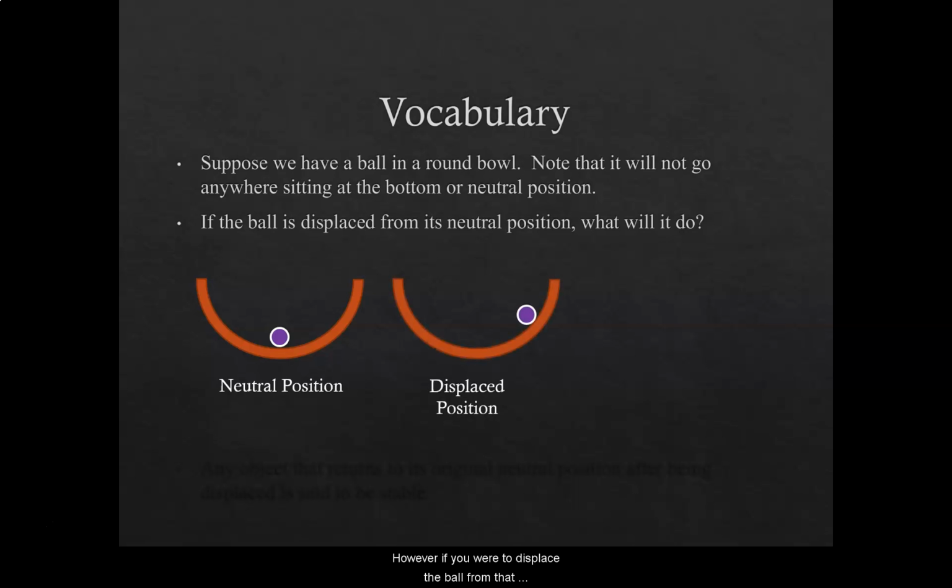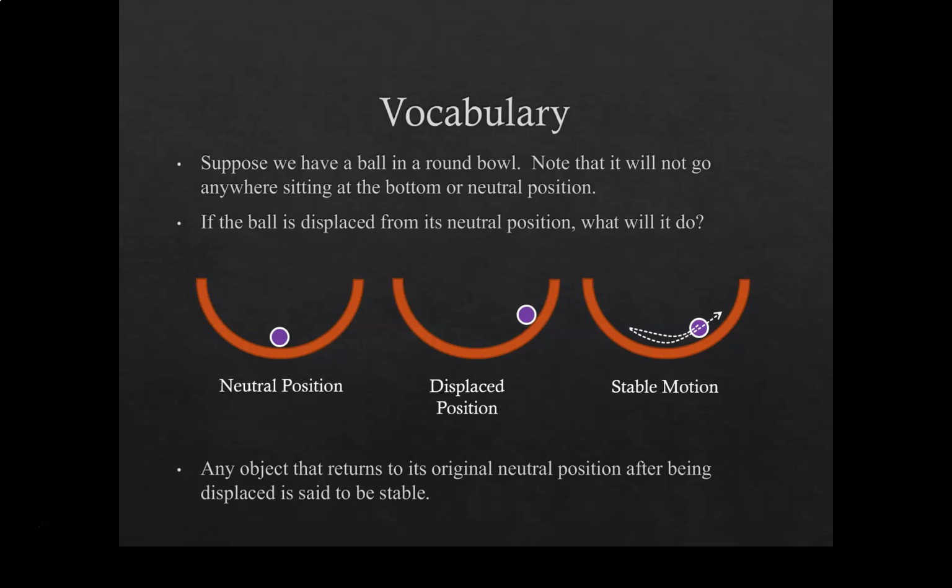However, if you were to displace the ball from that neutral position, what would you expect it to do? If you think about it for a moment, in this situation, you would expect the ball to roll back down towards the neutral position, and ultimately, as a consequence of forces like friction, the ball will return to the neutral position. So anytime you have an object that is displaced from the neutral position and it has a tendency to return to that original position, we say that that is a stable object. So stability is a tendency to go back to the neutral position instead of moving away from the neutral position.